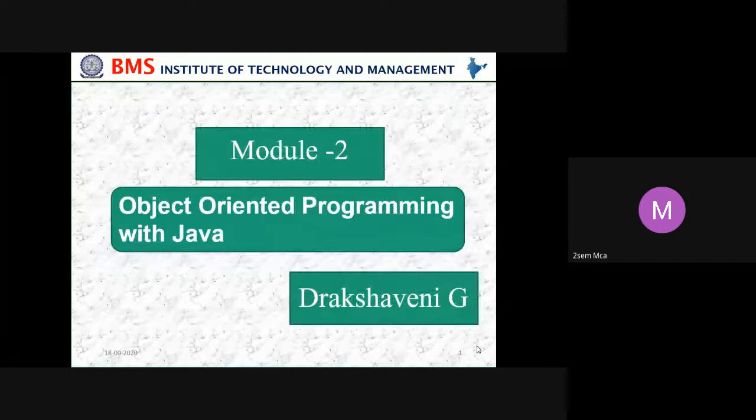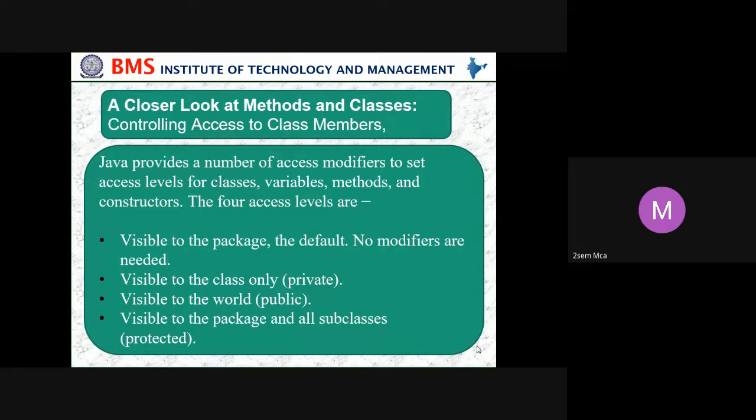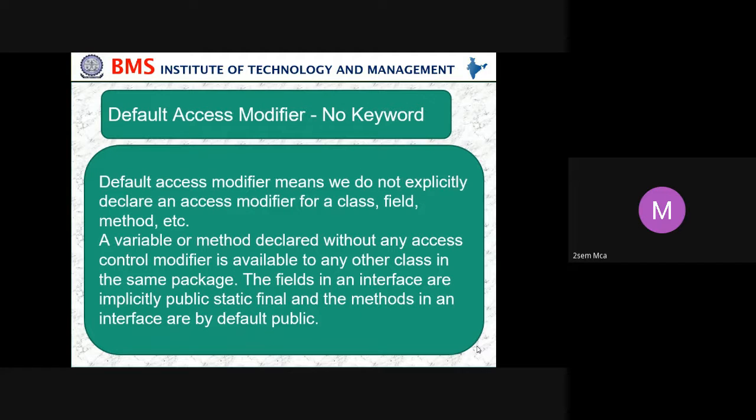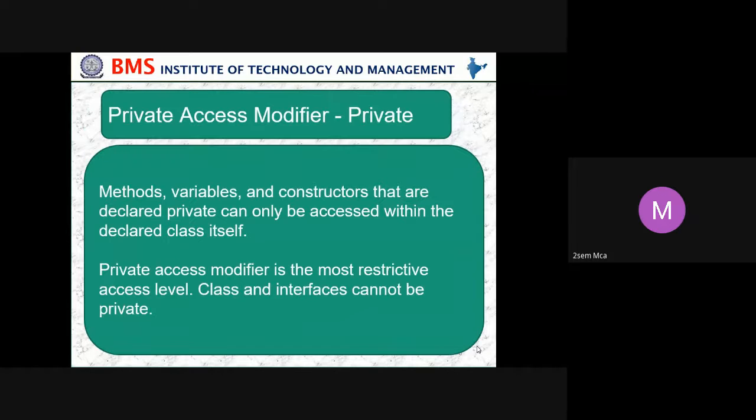So, in the last few classes, we have started with module 2 in object oriented programming with Java. In that, we started with the access modifiers. There are four access level modifiers: no modifier, private, public, and protected. Then we saw the default access modifier, where we don't use any keywords. And we saw private. When we say it is private, it is only within the declared class itself.